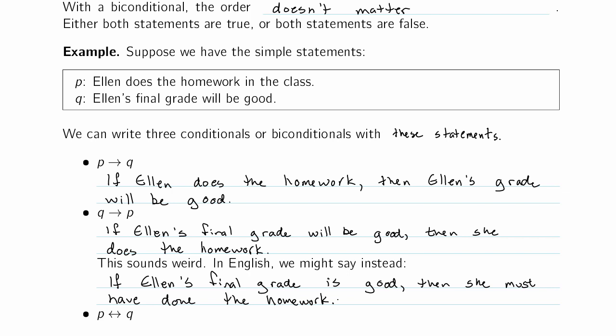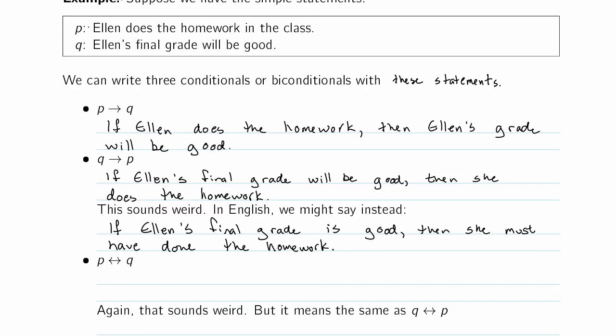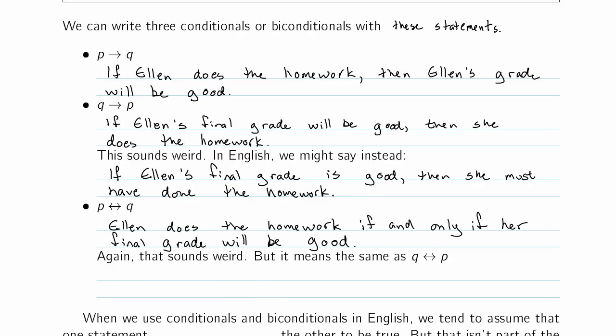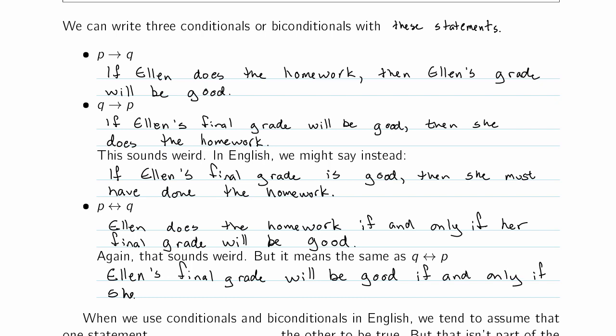What about the biconditional? What about P if and only if Q? Well, P, Ellen does the homework, if and only if her final grade will be good. Again, that sounds weird in English. In a biconditional, the order doesn't matter. So let's see how this sounds if we flip the order. Q if and only if P, that'll be: Ellen's final grade will be good if and only if she does the homework. That doesn't sound as weird.